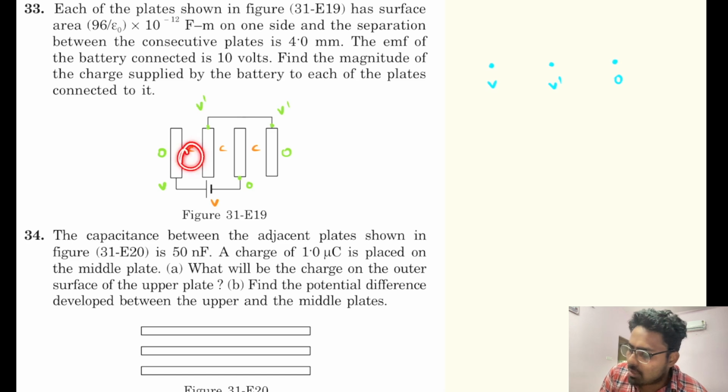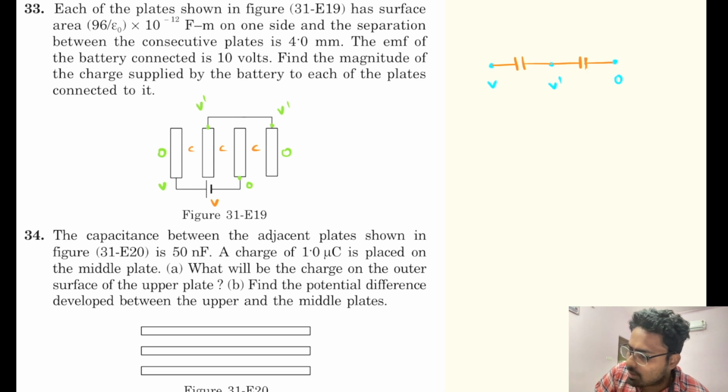And the first capacitor is between what 2 points? V and V dash, right? So I am keeping that capacitor here between V and V dash. This is one capacitor, and the second capacitor is between which 2 plates? V dash and 0, right? V dash and 0 potential, that's also done.